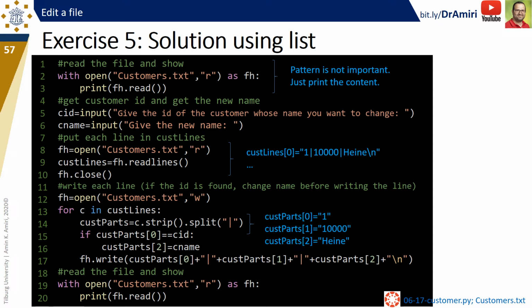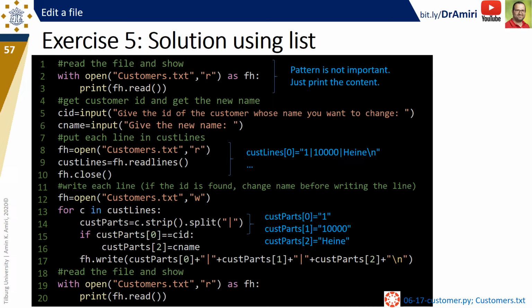Then in line 11 to line 17, I try to change that line that the user wants us to change. So each time I iterate through all these lines. When I wrote down in line 13 for c in cost lines, for the very first time, c is 1 vertical line 10,000 vertical line Heine \n.